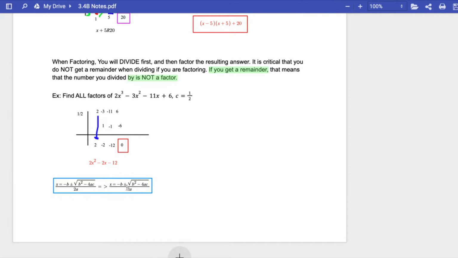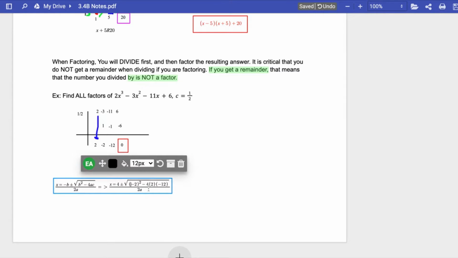All right, so then I have x equals -b. Well, b in this case is 2. So it's -2, which is just +4, plus or minus the square root of -2 squared minus 4 times a is 2 times c is -12. And I don't know if I explicitly said it, but all I'm doing is I'm taking this equation here that I got from dividing and putting it into the quadratic formula so I can find the intercepts. All right, and then a is 2 again.